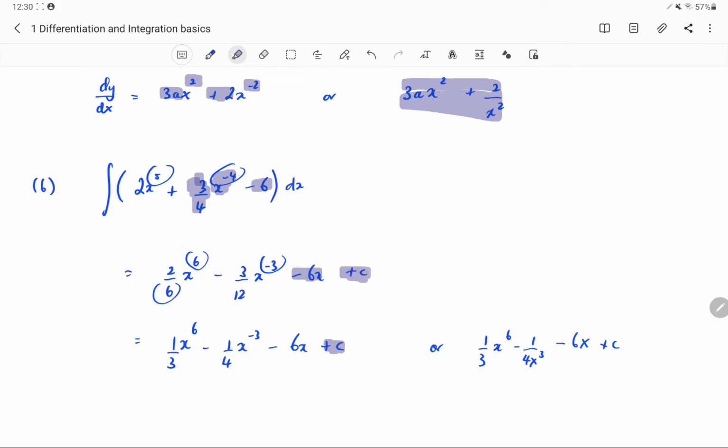We have a plus c here. So simplify, 2/6 is 1/3. 3/12 is 1/4. And we have an answer here.